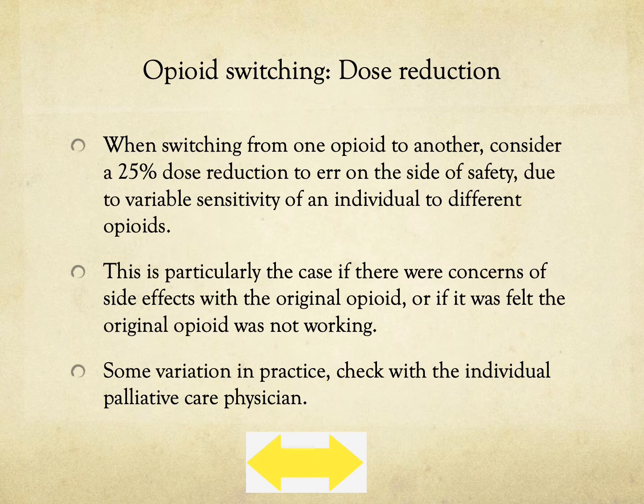When switching from one opioid to another, consider a 25% dose reduction due to variable sensitivity of an individual to different opioids. This is particularly the case if there were concerns of side effects with the original opioid or if it was felt the original opioid was not working. This issue is one where there is variation in practice amongst different doctors, so you may not always observe this due to the individual physician's discretion. However, we would generally like you to practice doing 25% dose reductions when performing your calculations when switching from one opioid to another to err on the side of safety.